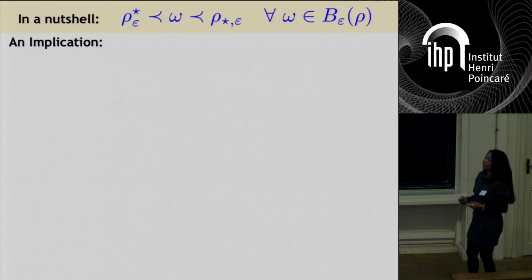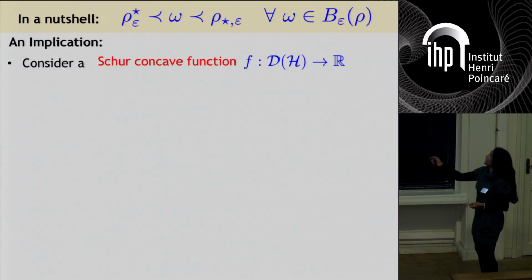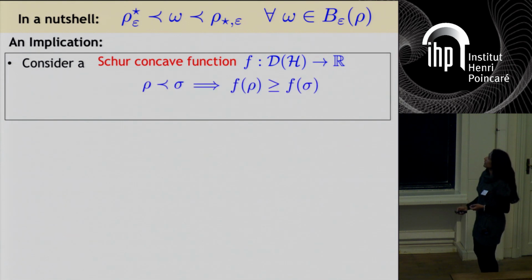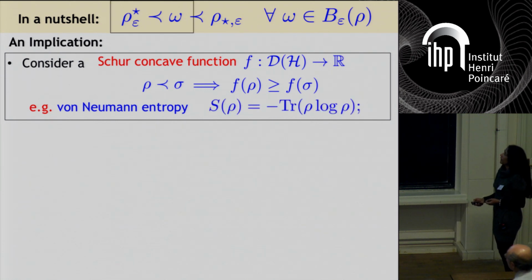So let's first look at an immediate implication of this result. Consider a Schur concave function now from the space of density matrices to the reals. So this is the definition. And an example is the von Neumann entropy. It's known to be Schur concave.